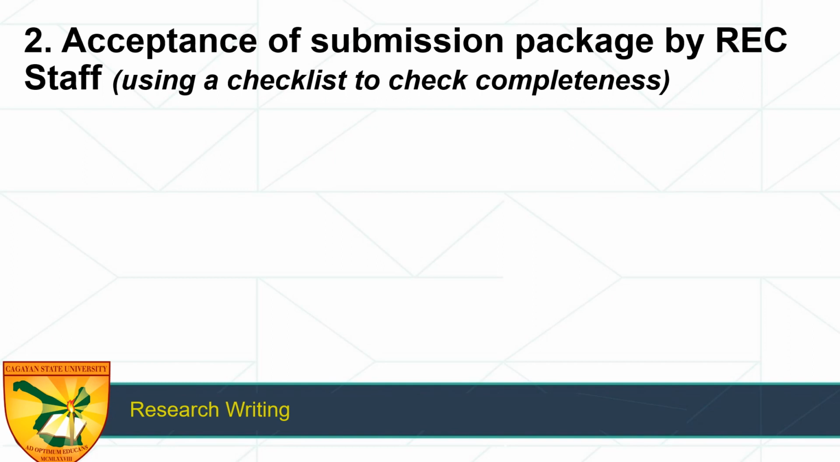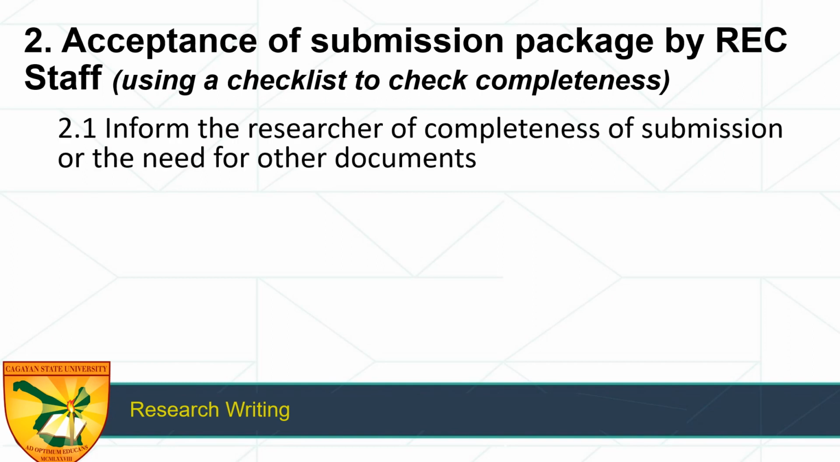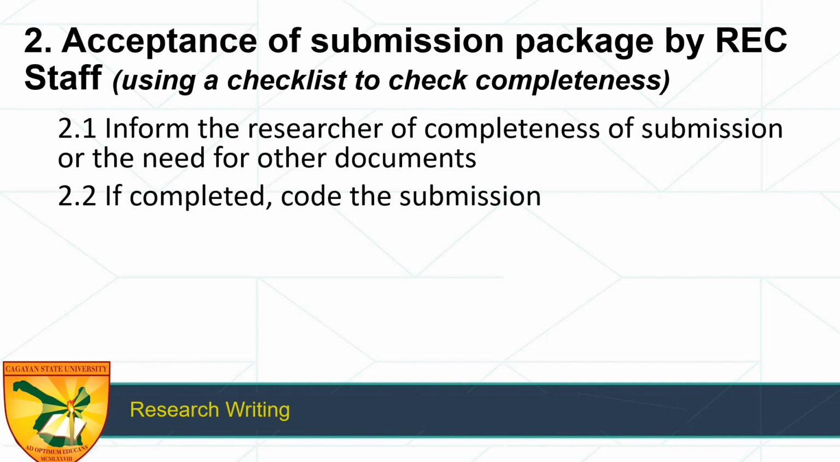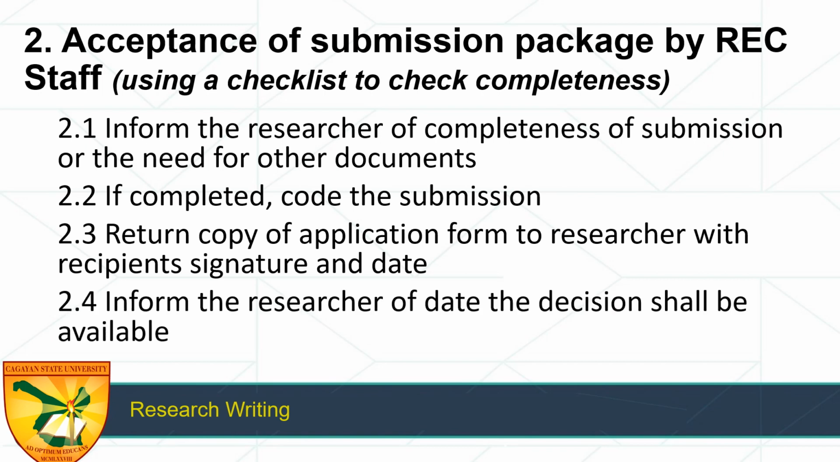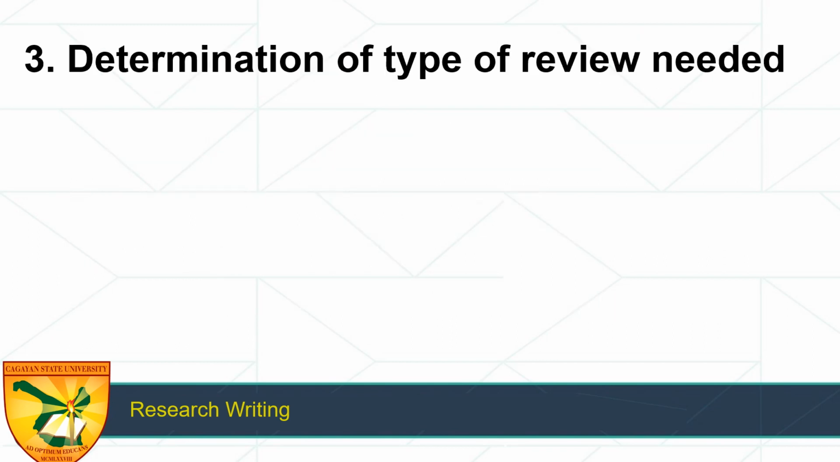Step number two is acceptance of the submission package by the REC staff. They will be using a checklist to check for completeness. And here, they need to inform the researcher of the completeness of the submission or the need for other documents. And if it is complete, they will put a code on the submission and they will return a copy of the application form to the researcher with the recipient's signature and date. They will also inform the researcher of the date of the decision, when it will be available.